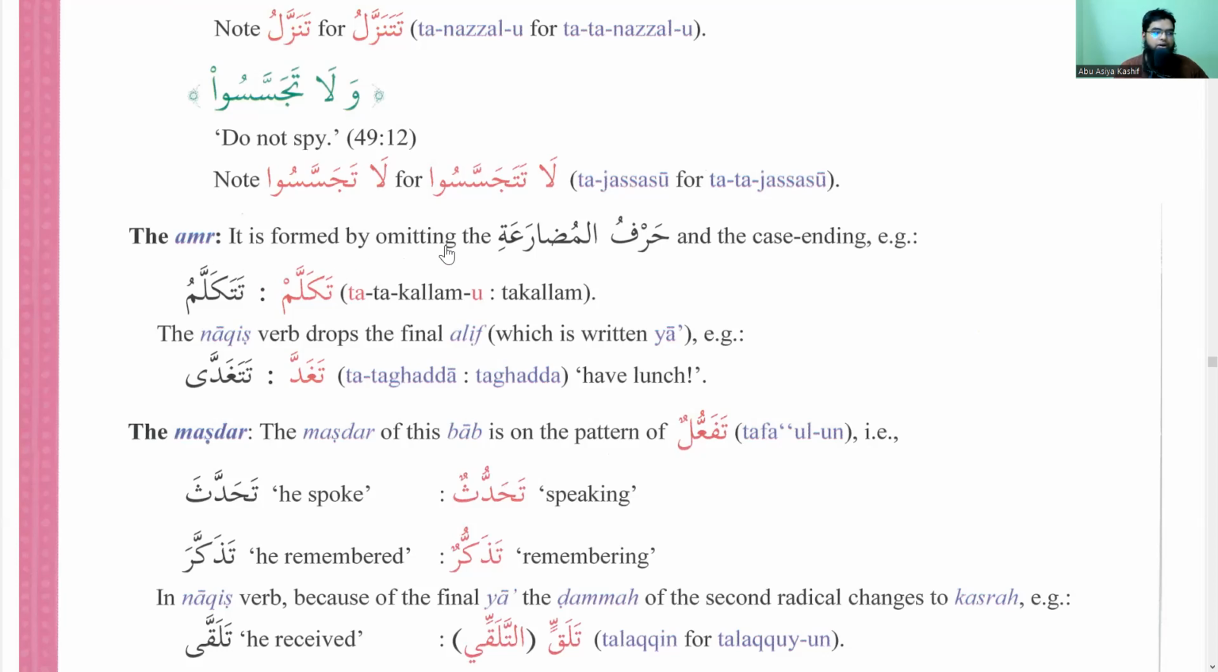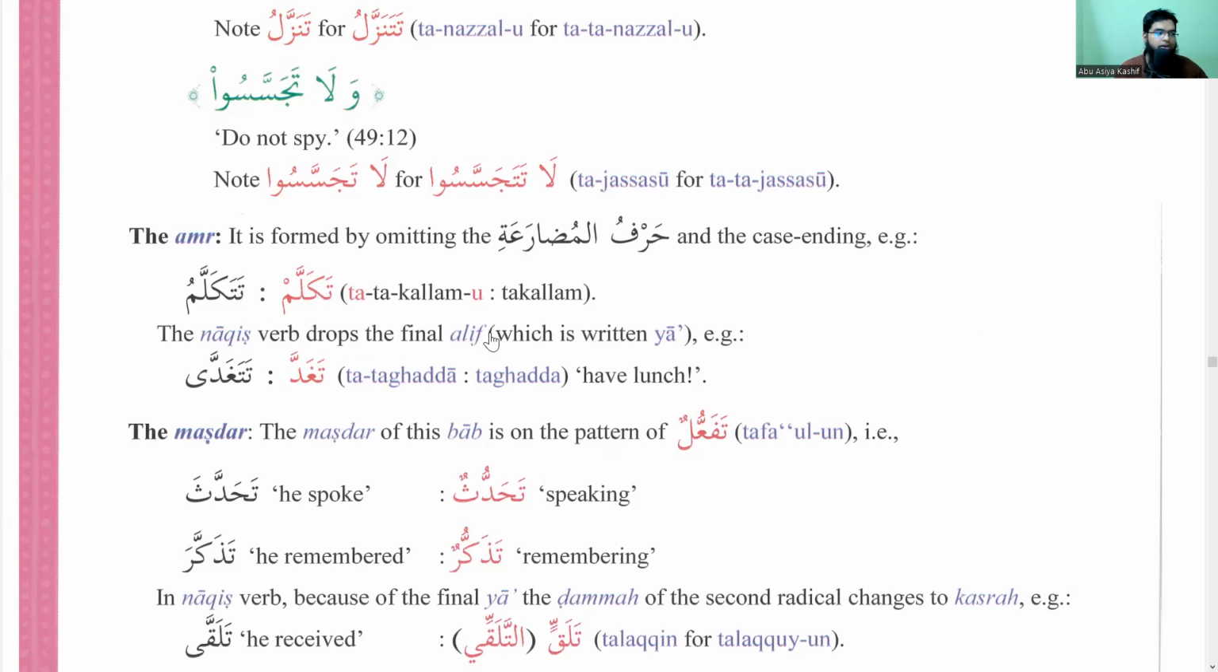The amr is formed by omitting the same thing as from all the other forms. You drop the mudari' ta, like takallamu, tatakallamu. You drop the ta and give it majzum. So takallam, takallam bil lugha al arabiyya. Takallam, speak. Amr is what? Same. Drop the harf and give it. No need for hamza because we can just pronounce it directly.